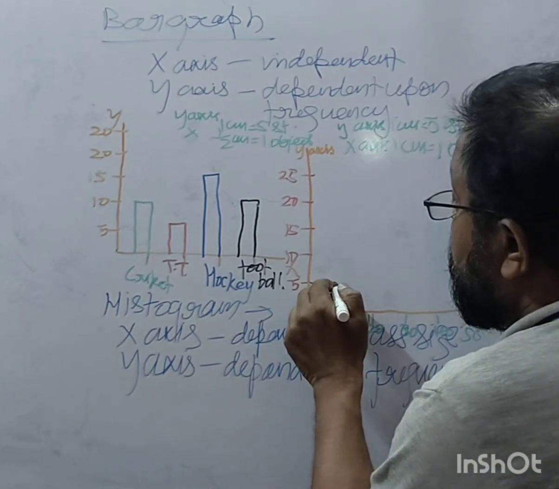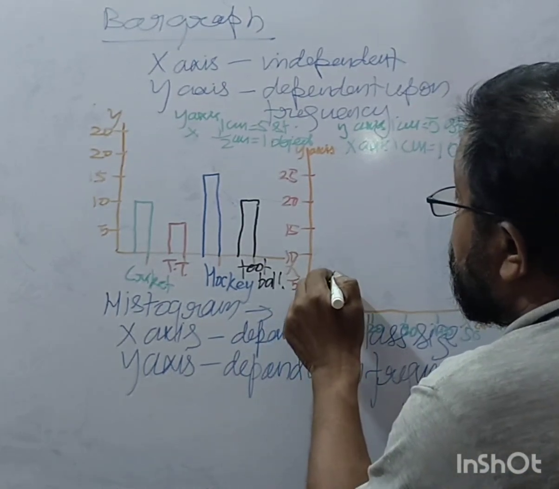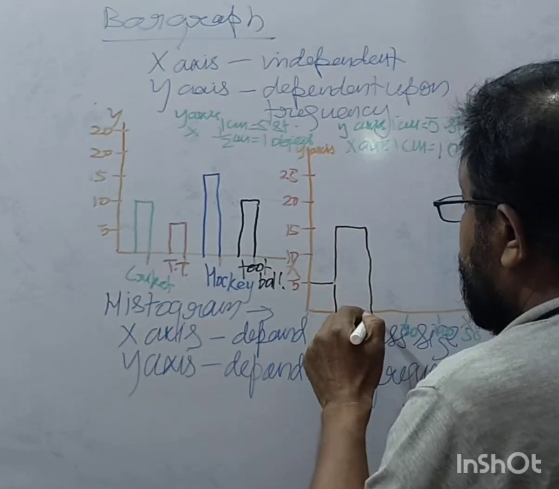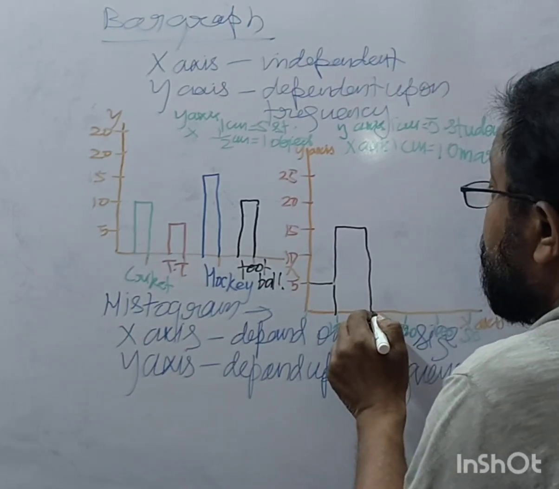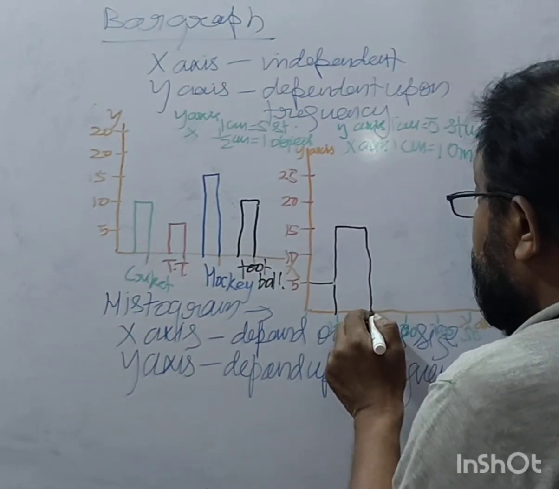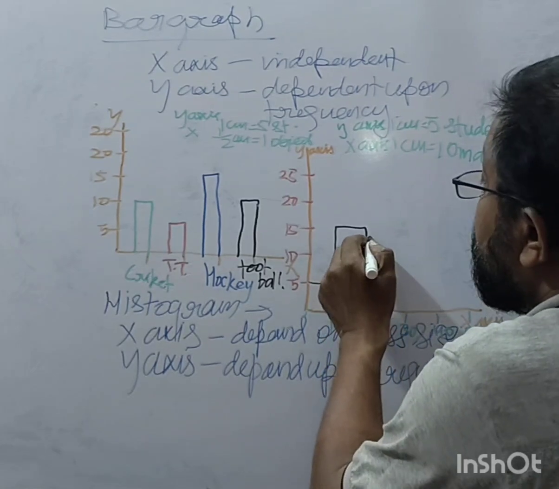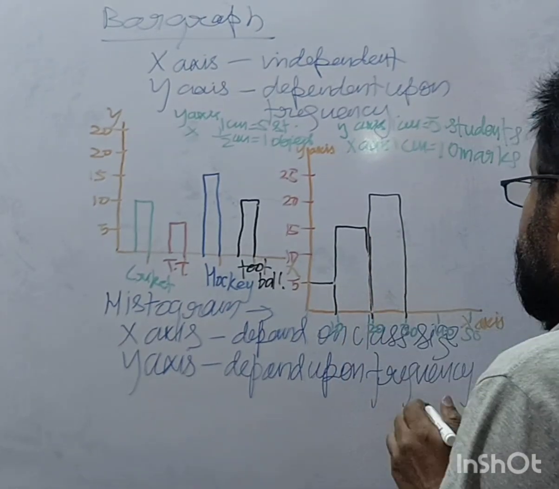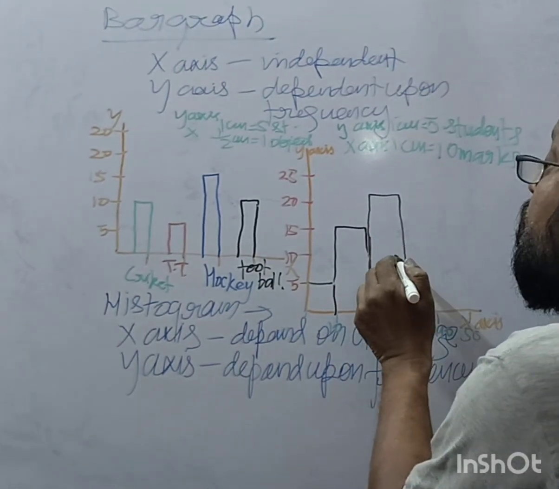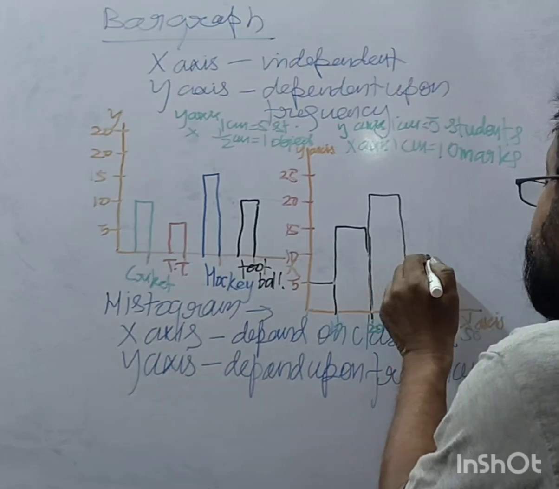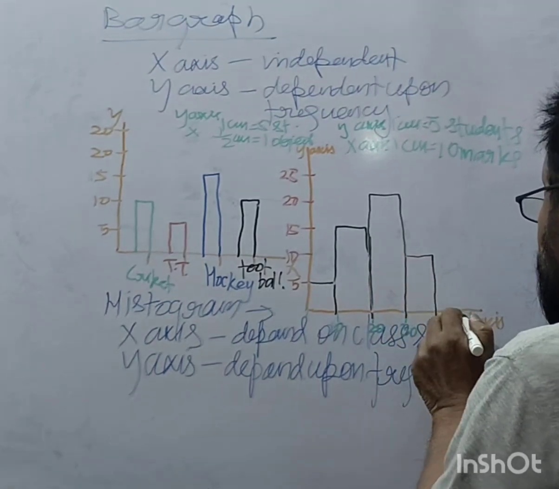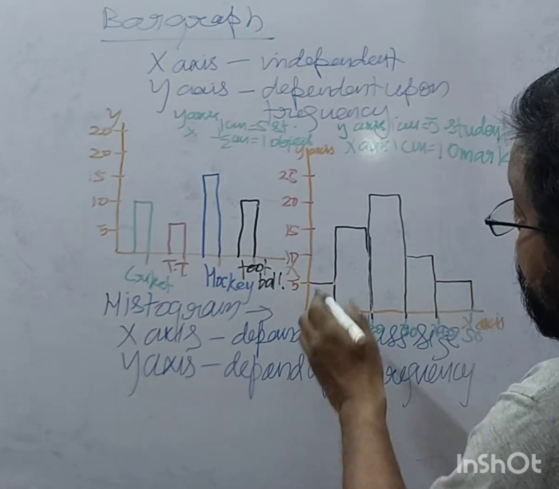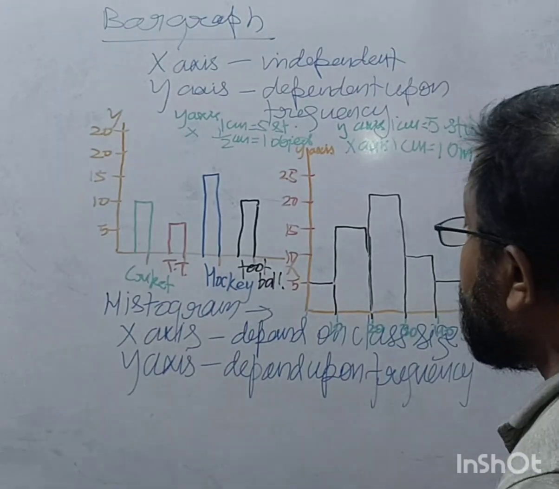From 0 to 10, there are 5 students. Right? From 10 to 20, there are 15 students. From 20 to 30, there are 20 students. From 30 to 40, there are 10 students. And from 40 to 50, again we get 5 students. Right? This is called a histogram.